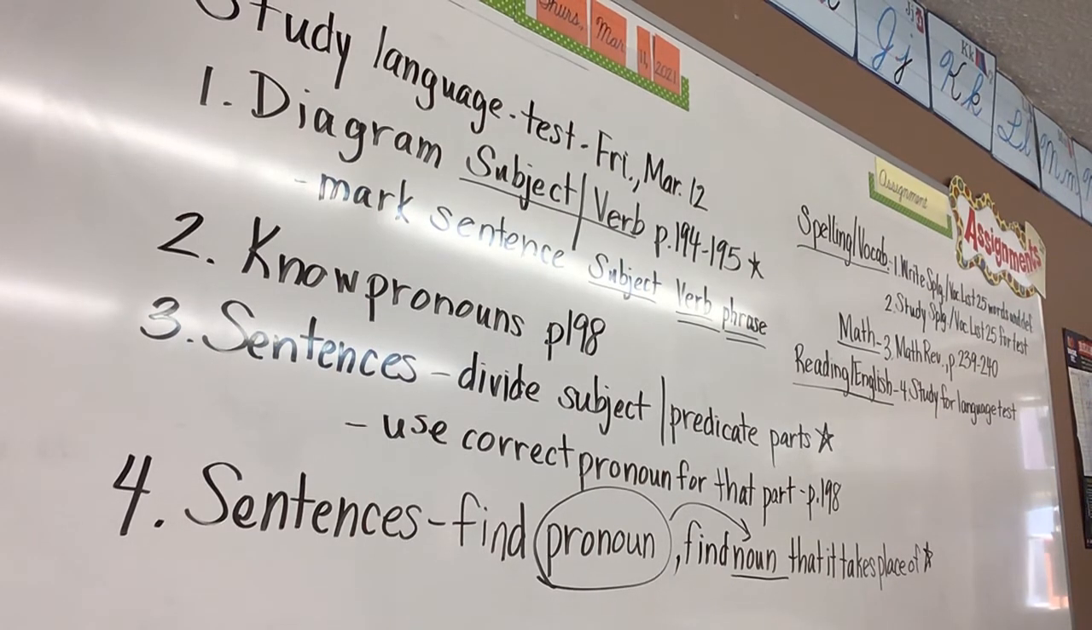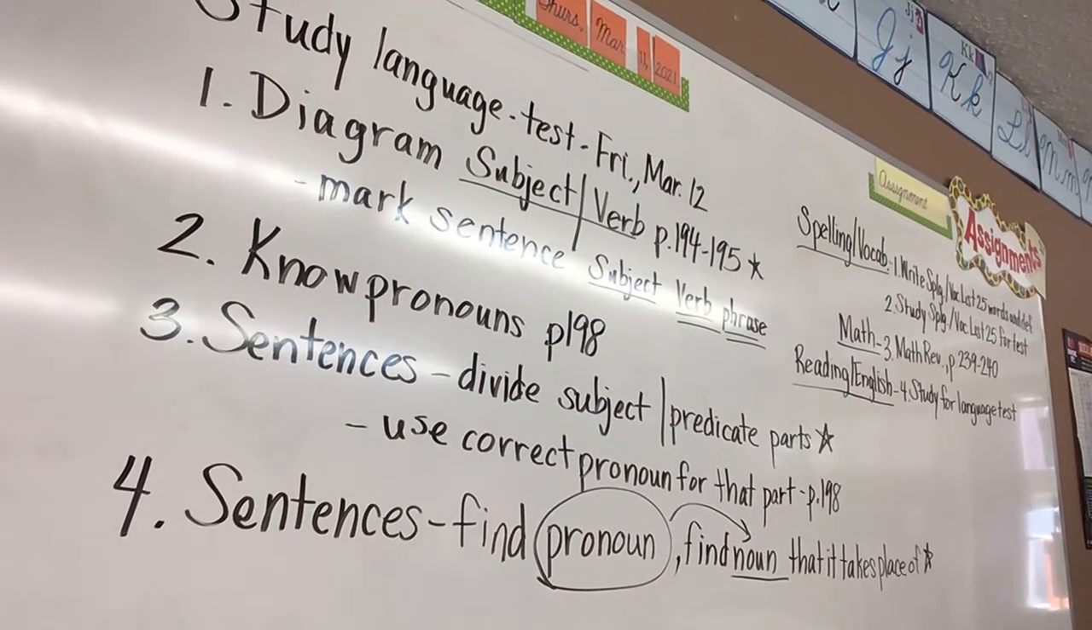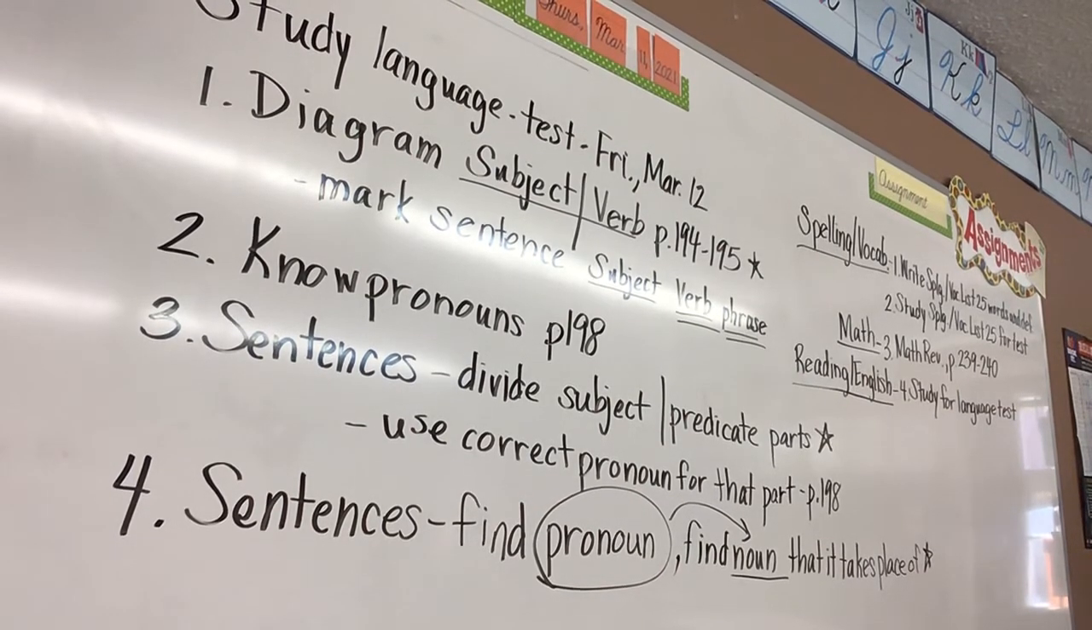Read the next one. It says, the caterpillar crawled up the plant. Where are we going to divide that? After caterpillar, because that very next word is a verb. What is the verb? Crawled. Underline crawled twice. What's the subject? Who crawled? Caterpillar. So underline caterpillar once. And on the first line, you're going to write caterpillar.